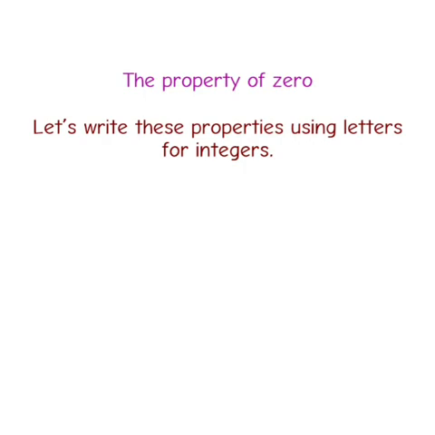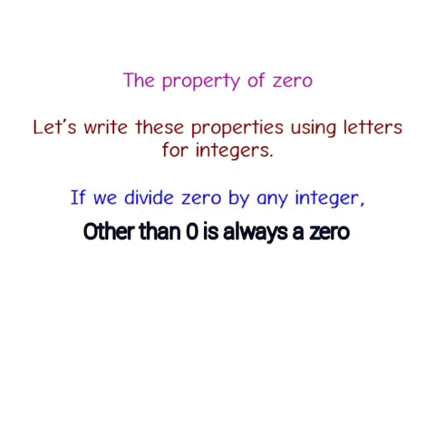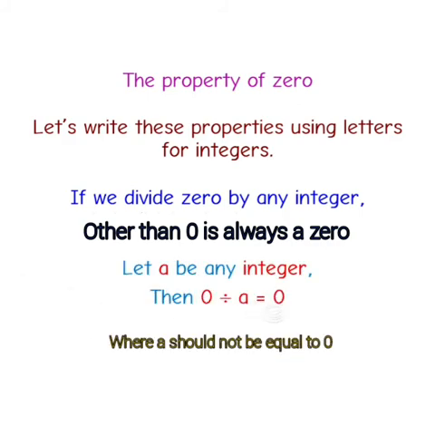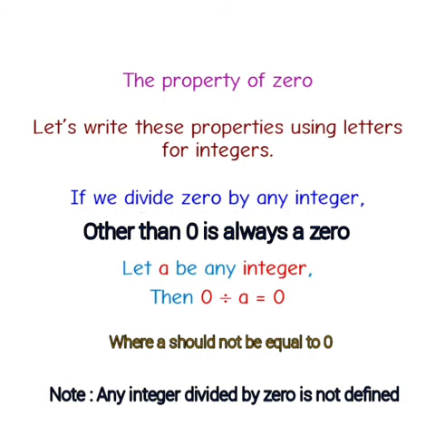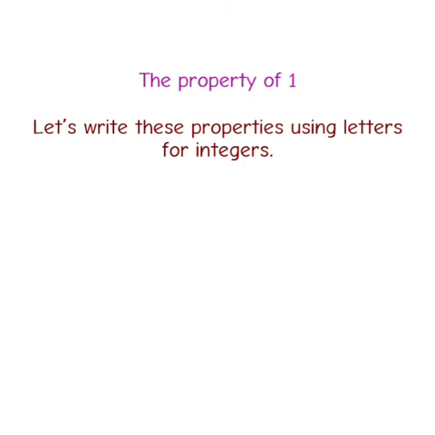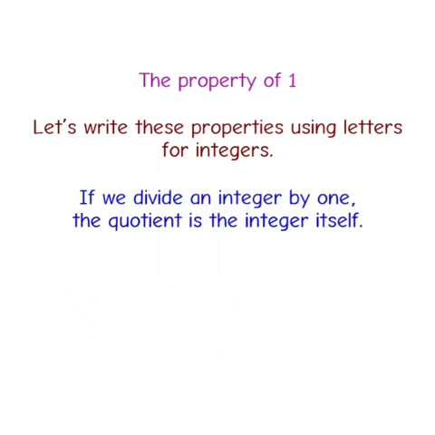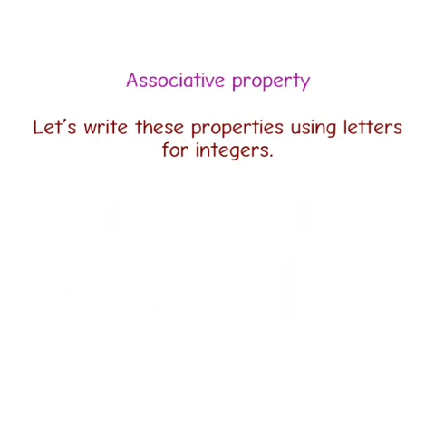The property of 0. If we divide 0 by any integer other than 0, it is always 0. Let a be any integer, then 0 divided by a equal to 0, where a should not be equal to 0. The property of 1. If we divide an integer by 1, the quotient is the integer itself. Let a be any integer, then a divided by 1 equal to a.